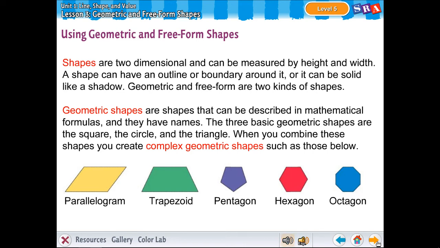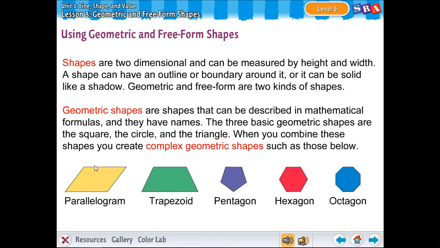Geometric and freeform are two kinds of shapes. Geometric shapes are shapes that can be described in mathematical formulas, and they have names. The three basic geometric shapes are square, circle, and a triangle. When you combine these shapes together, you create complex geometric shapes, such as these below.